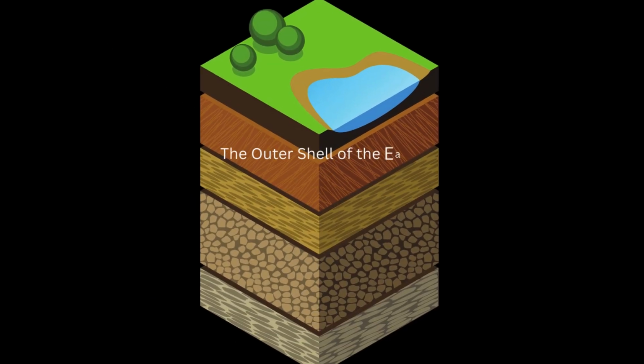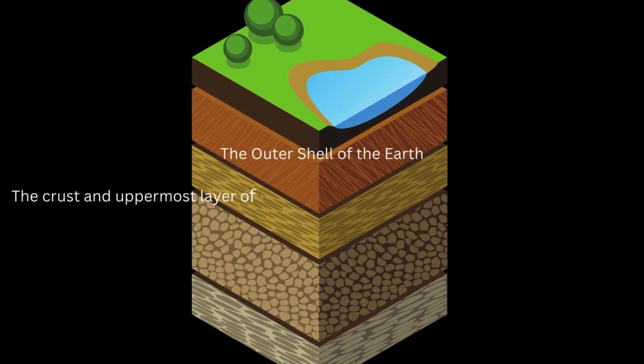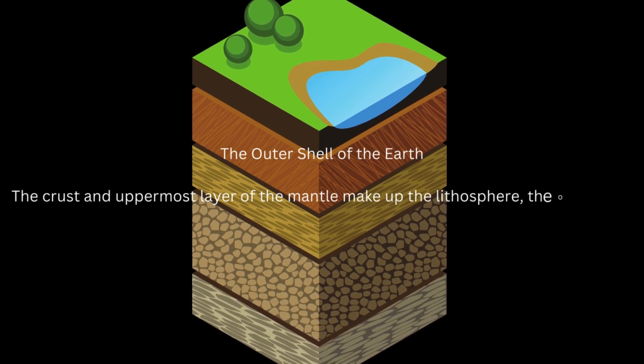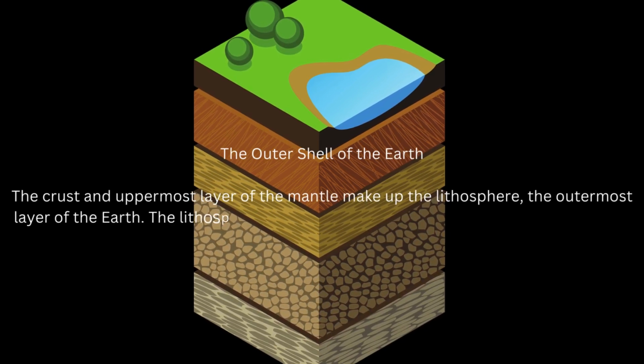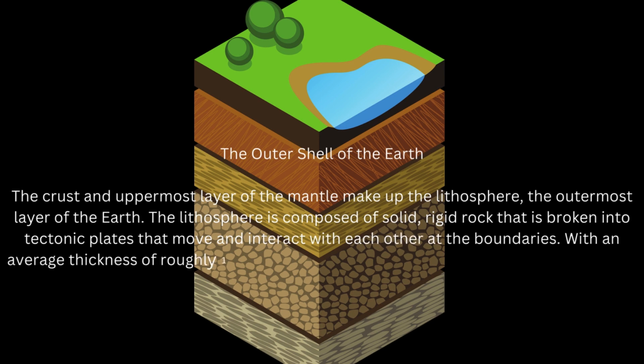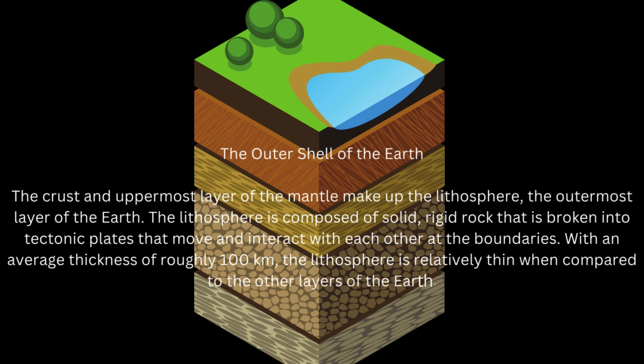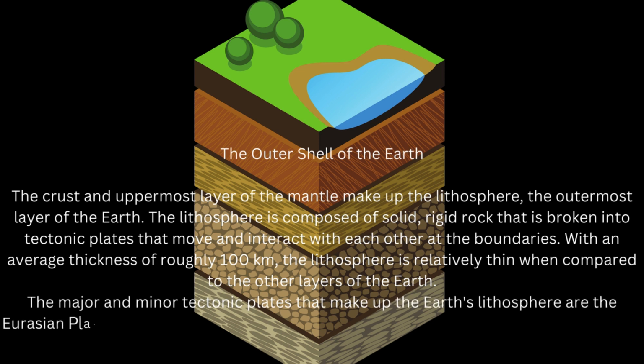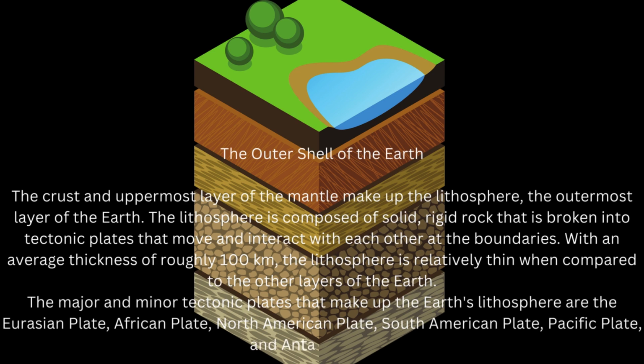The outer shell of the Earth, the crust and uppermost layer of the mantle, make up the lithosphere, the outermost layer of the Earth. The lithosphere is composed of solid, rigid rock that is broken into tectonic plates that move and interact with each other at the boundaries. With an average thickness of roughly 100 kilometers, the lithosphere is relatively thin when compared to the other layers of the Earth. The major and minor tectonic plates that make up the Earth's lithosphere are the Eurasian plate, African plate, North American plate, South American plate, Pacific plate, and Antarctic plate.